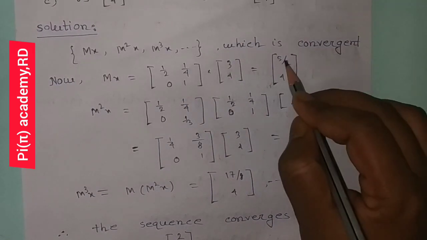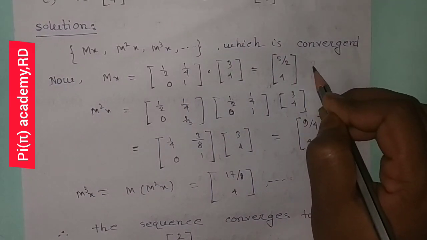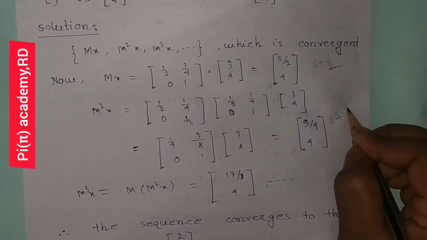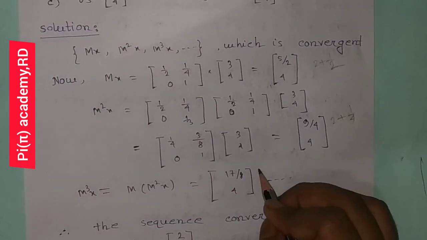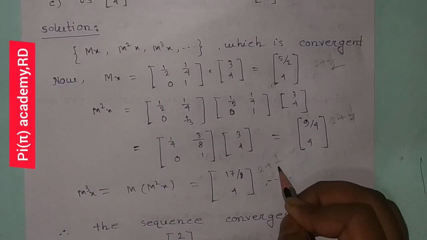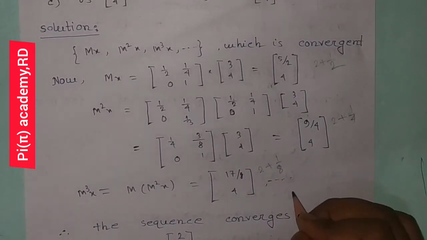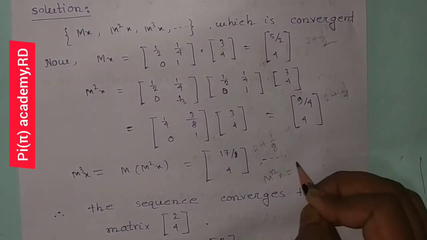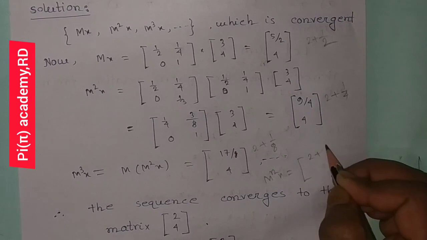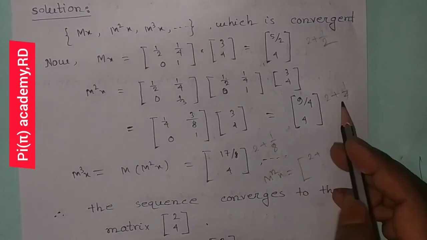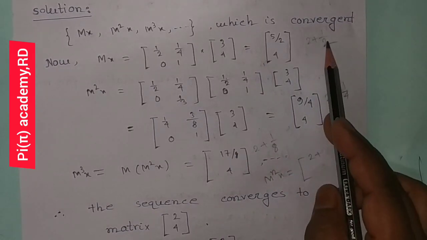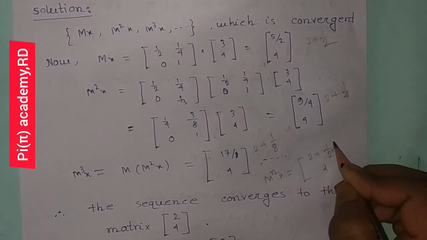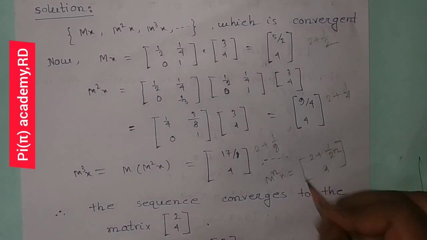Therefore 5 by 2 we can write as 2 plus 1 by 2, this is 2 plus 1 by 4, 2 plus 1 by 8, and similarly we can write m to the power nx equal to 2 plus 1 by 2 to the power n, since 8 equals 2 cube, 4 is 2 square, 2 is 2 to the power 1. Thus for m to the power nx, we get this.